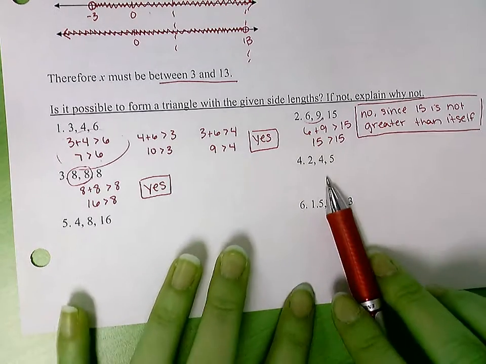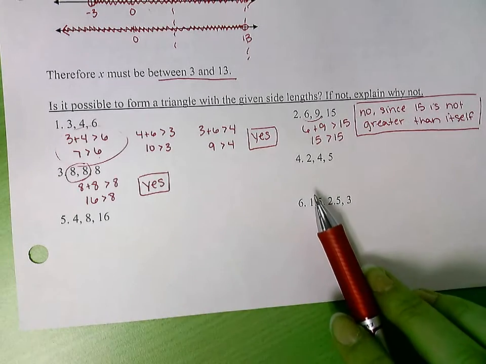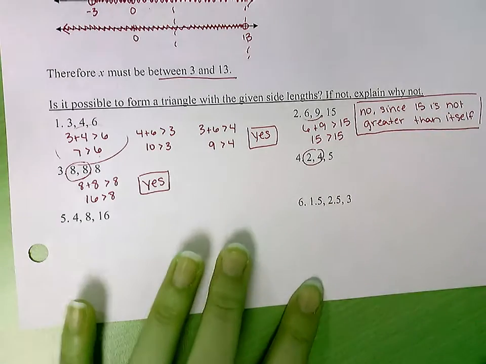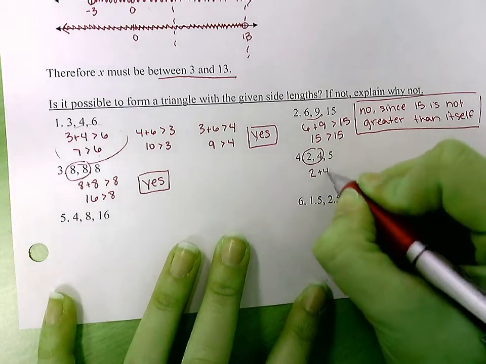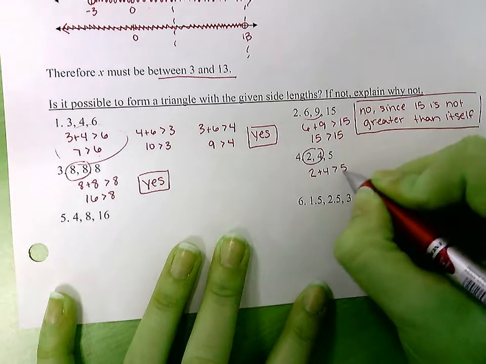Okay, looking at number 4. Which 2 sides should I add together? 2 and 4. Okay, those are your smallest sides. So we're going to add those 2 together, and they have to be greater than that third side of 5.